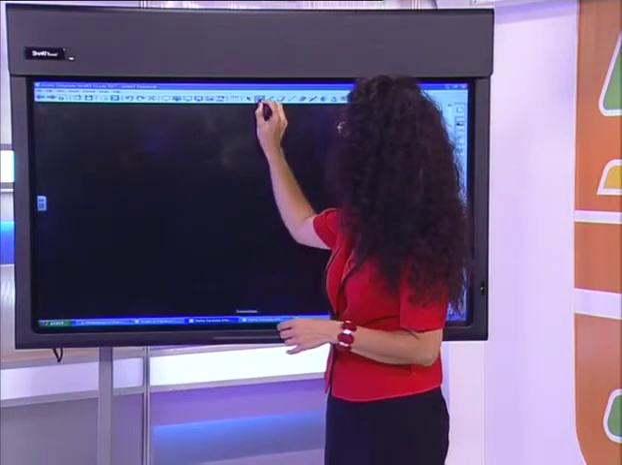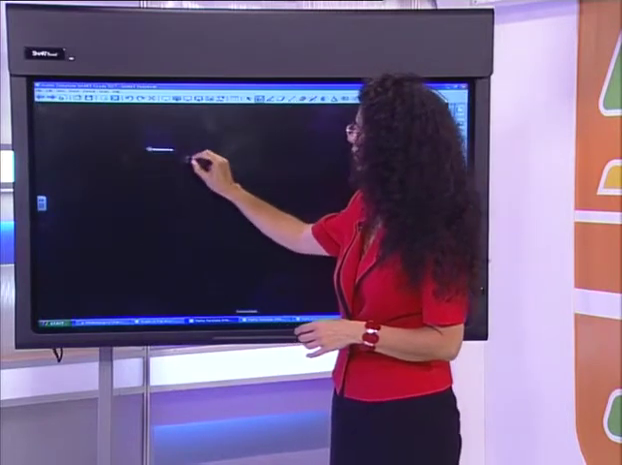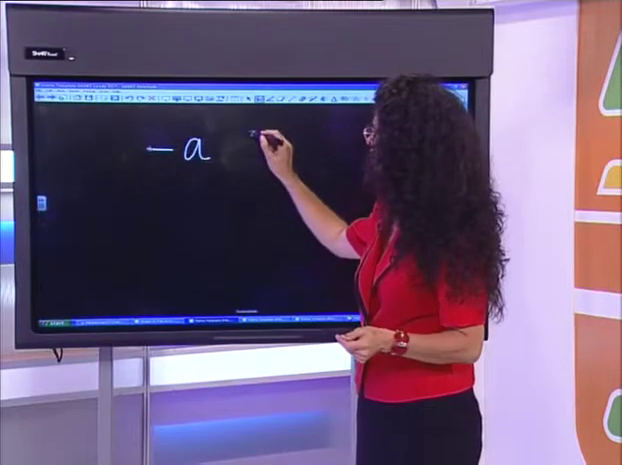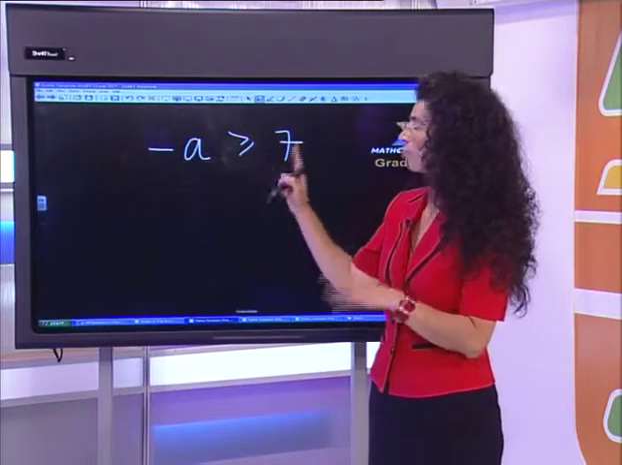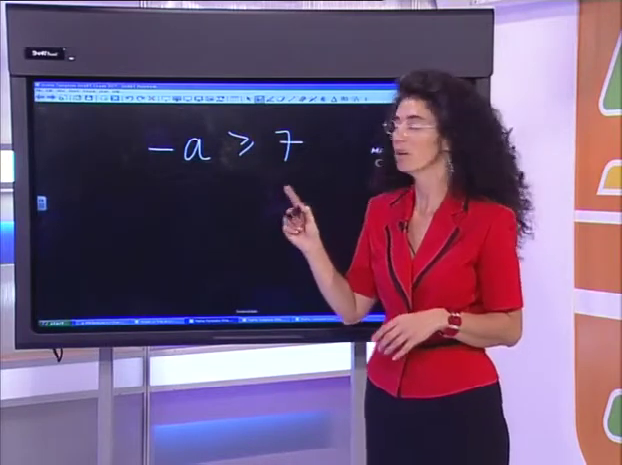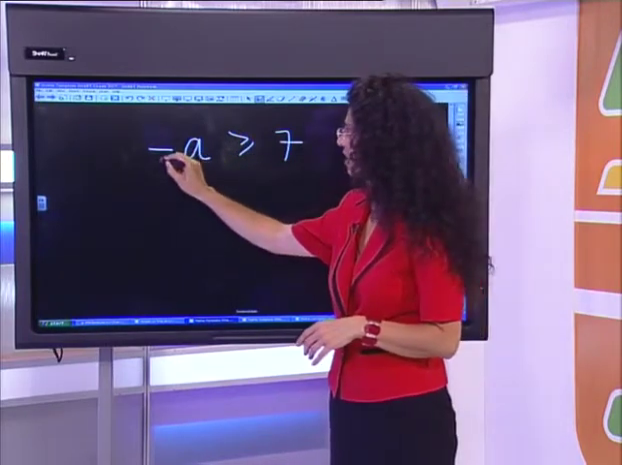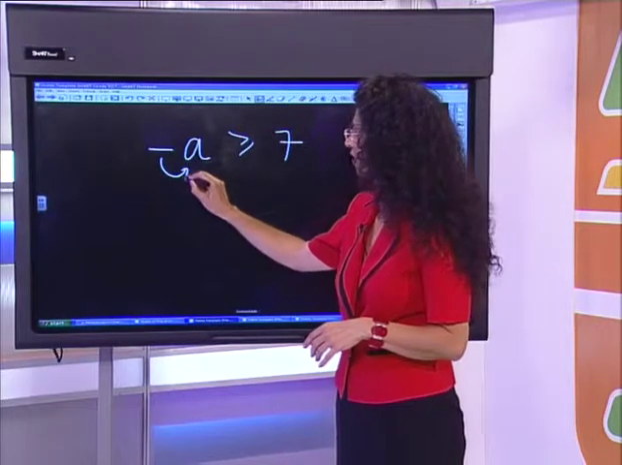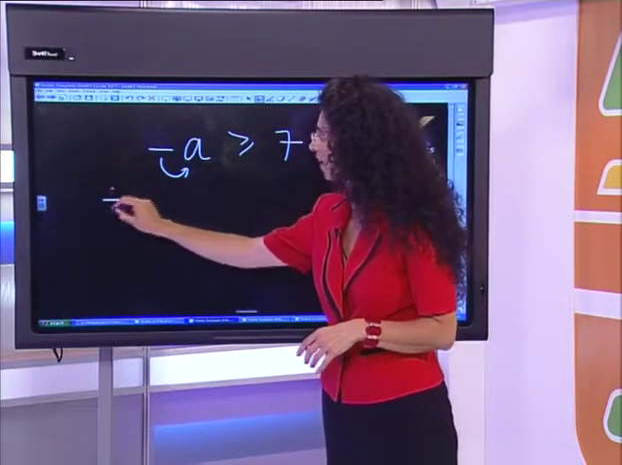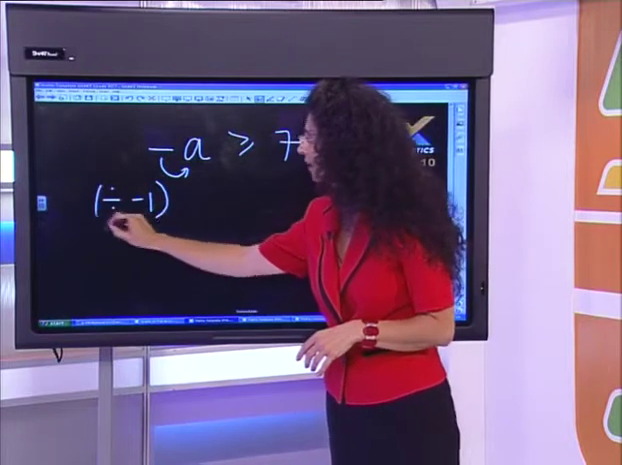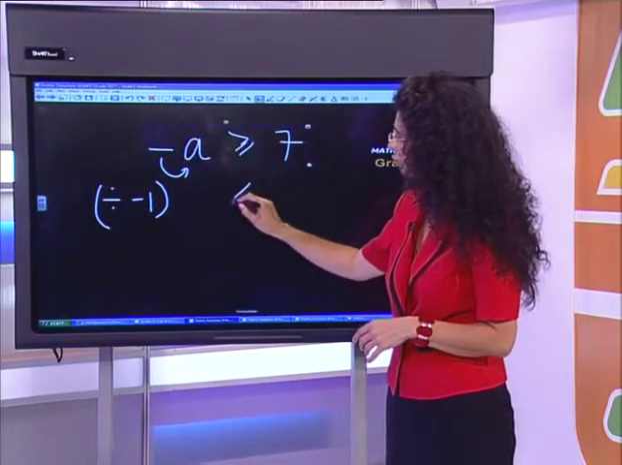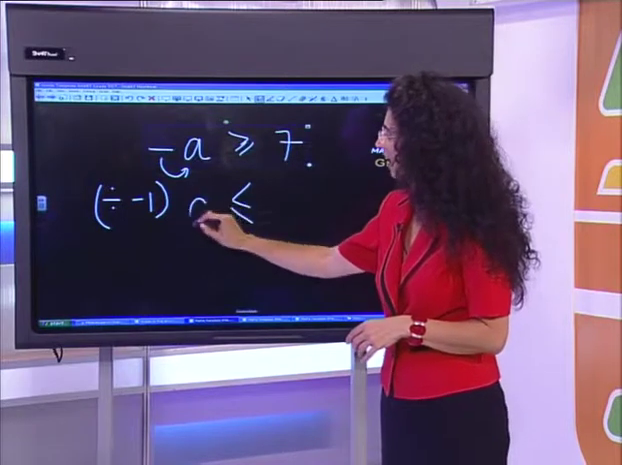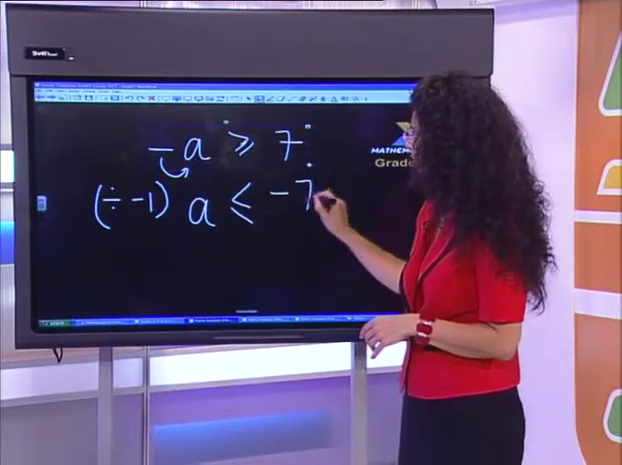We got negative a was greater than or equal to 7. And a lot of you said a was greater than or equal to negative 7. But remember that this coefficient is negative. So with a negative coefficient, you're now going to divide by negative 1. And if you divide by negative 1, the first thing you'll address is that this inequality, in order for it to remain true, will have to change. So a is now less than or equal to negative 7.